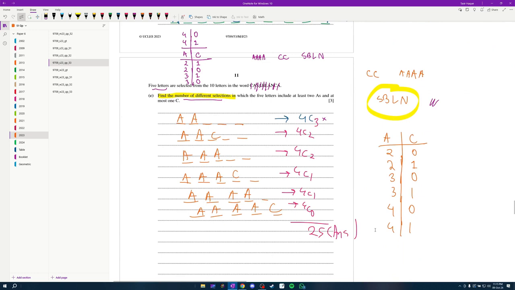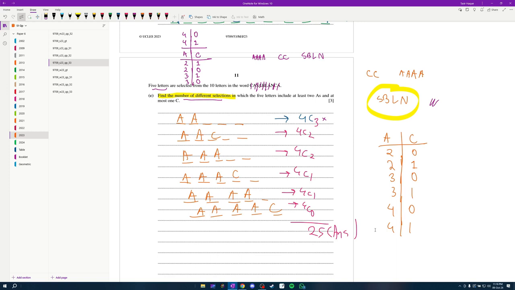Next, 5 letters are selected from the 10 letters in the word Casablanca. Find the number of different selections in which the 5 letters include at least 2 A's and at most 1 C, okay? So at least 2 A's, so it has to be 2, 3, or 4. And at most 1 C, so C can be 1 or 0.